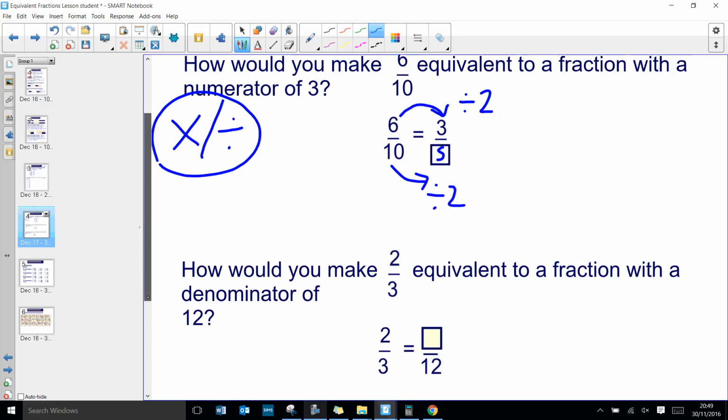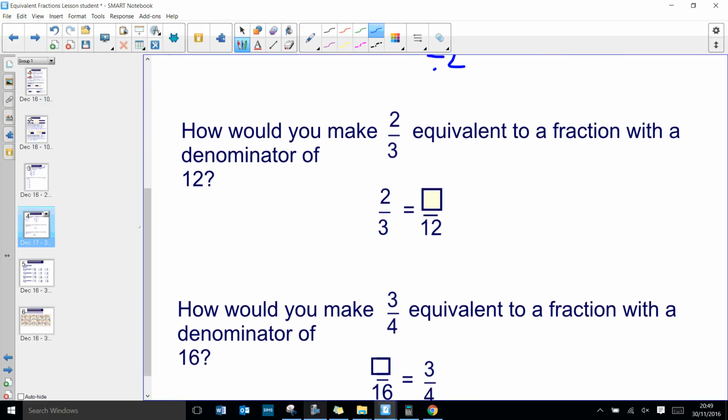How would you make 2/3 equivalent to a fraction with a denominator of 12? Again, how do we go from being a 3 to being at 12? This time we're getting bigger, so we know we're going to be multiplying, and in this case we're multiplying by 4, which means we're going to do the same thing to the top number, which means it's 8 over 12.